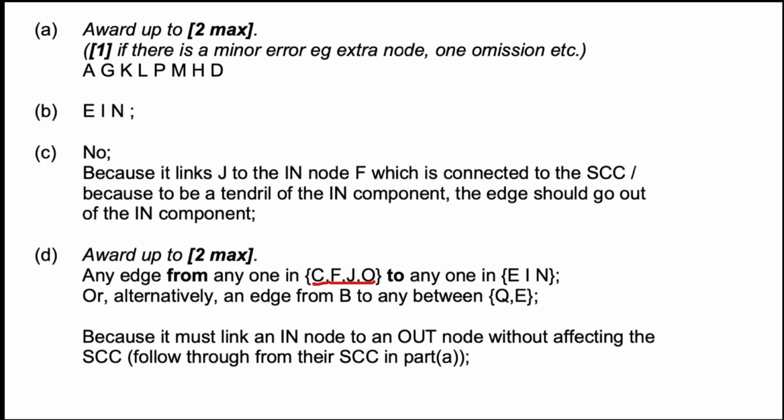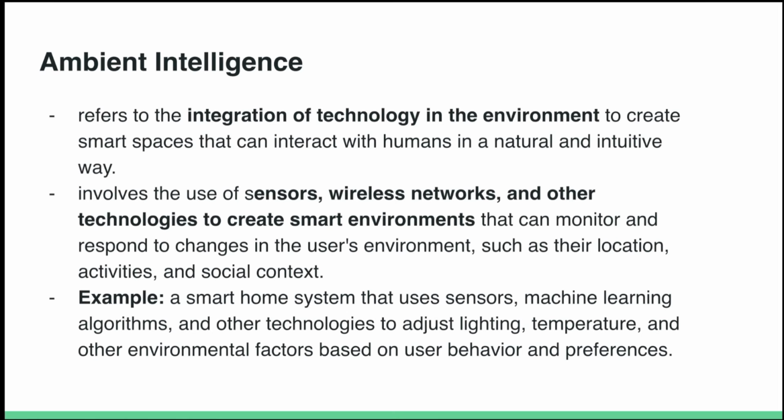Let's move on to the last couple of slides. So one thing I want to look at is the concept of ambient intelligence. This is super random, but this is one of the last concepts. Ambient intelligence refers to the integration of technology and the environment to create smart spaces that can interact with humans in a natural and intuitive way. So basically a smart home.